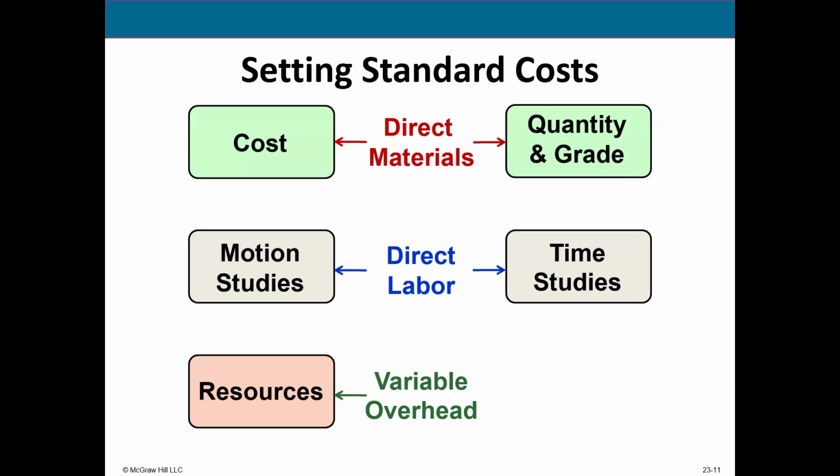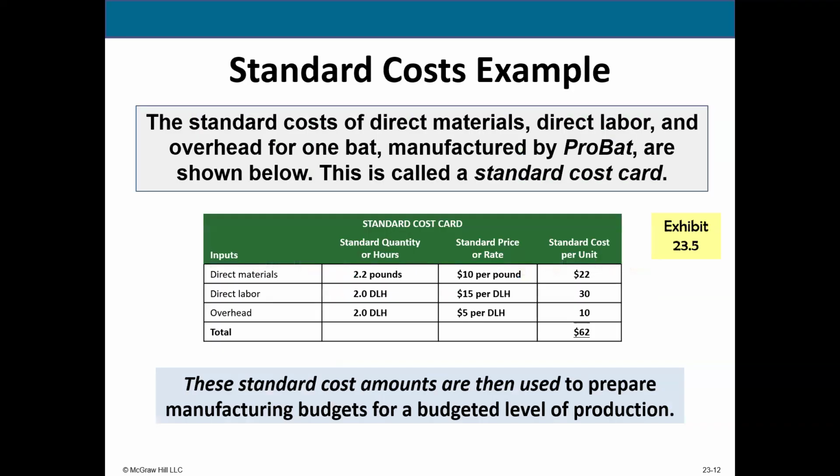So let's look at this in an example. Our company produces baseball bats. We use these standards to produce one single bat. So we use 2.2 pounds of wood, at $10 per pound is what we normally pay for our wood. So that would cost me $22 per baseball bat for wood.